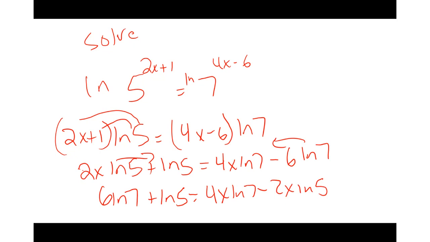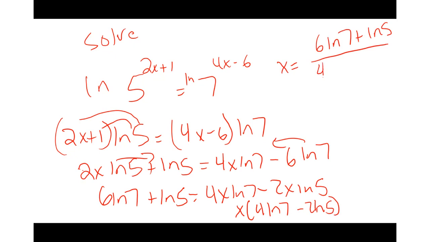All right. Factoring out the x, you get x times (4 ln 7 minus 2 ln 5). And that gives you a final answer of x equals (6 ln 7 plus ln 5) over (4 ln 7 minus 2 ln 5). All right. Does it matter if you did log 5 plus 6 log 7 for the top? Is that cool? Same thing.